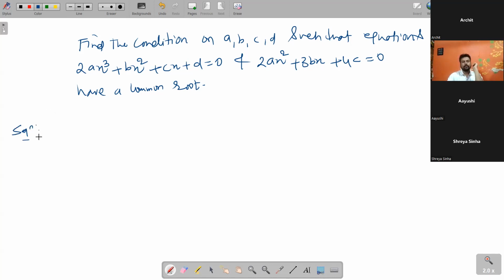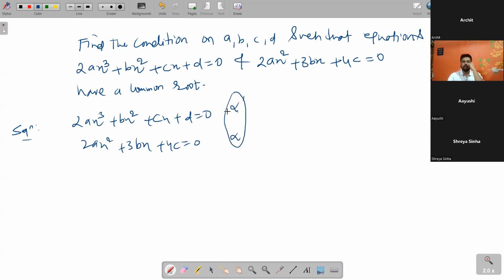See, we have two equations, one cubic and the other quadratic, and they have one common root. So suppose alpha is the common root. So alpha will satisfy both. So 2a alpha cube plus b alpha squared plus c alpha plus d equal to 0, and 2a alpha squared plus 3b alpha plus 4c equal to 0.